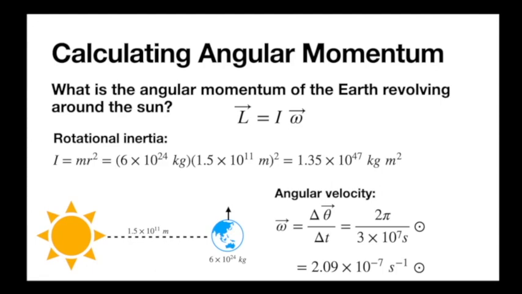So the angular velocity is just saying how long does it take to complete a rotation, or how many rotations per second, or however you want to phrase it. And the Earth does that pretty rarely. It makes it completely around the sun pretty rarely.